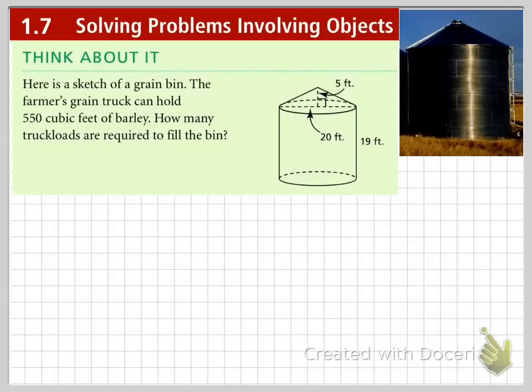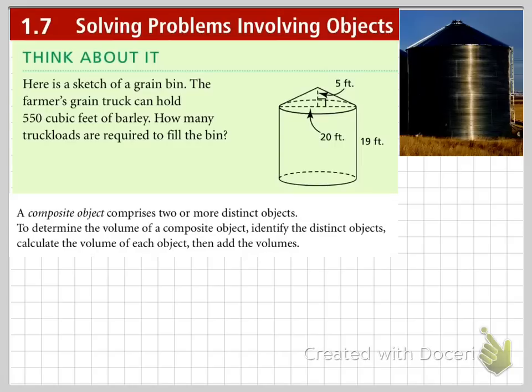Today we're taking topic 1.7, which is the last new topic in chapter 1, solving problems involving objects. Here we have a grain bin, as you can see in the picture. It's made up of two separate parts. It looks like it's got a circular cylinder on the bottom, and then it's got a cone that makes up the top part. The question here is, if the farmer's grain truck can hold 550 cubic feet of barley, how many truckloads are required to fill a bin?